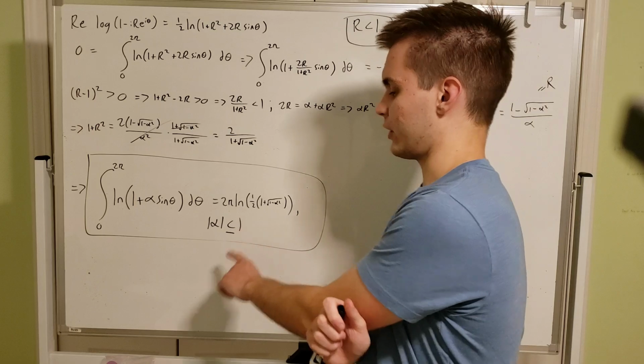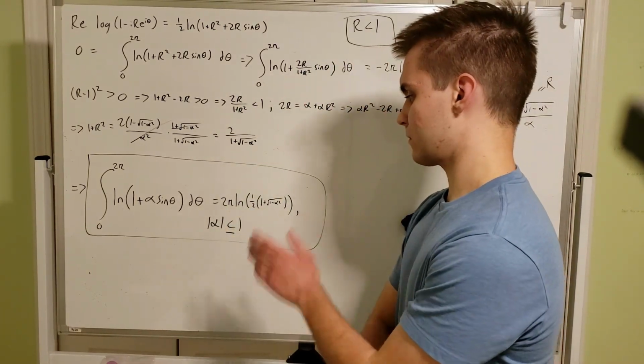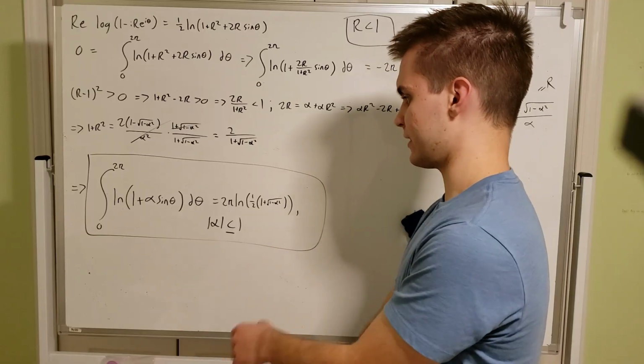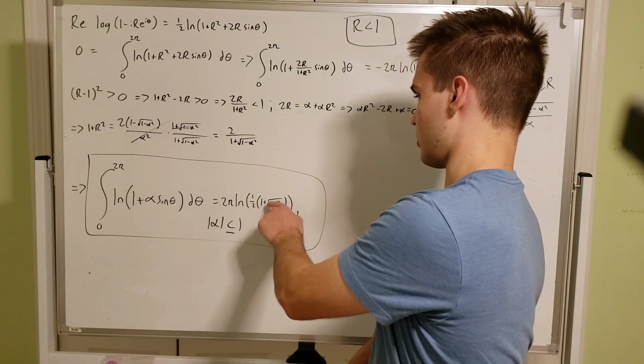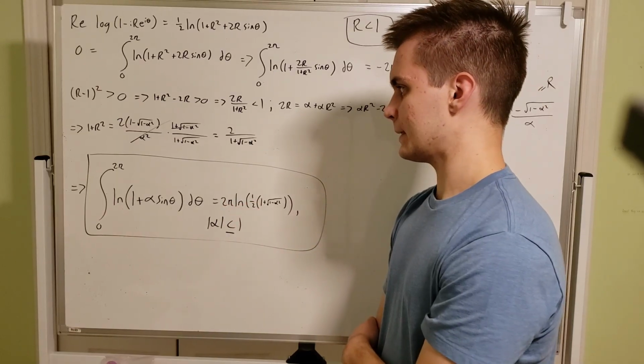And the only time alpha could be 1 was if r equals 1. So in this case, it does work. You can verify it yourself. Like, if alpha is 1, this term becomes 1, so that's going to go away. So you'll just have minus 2 pi ln 2.